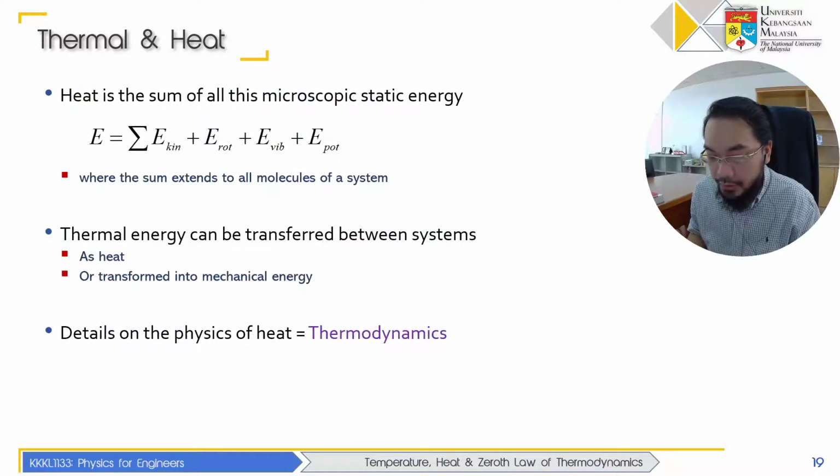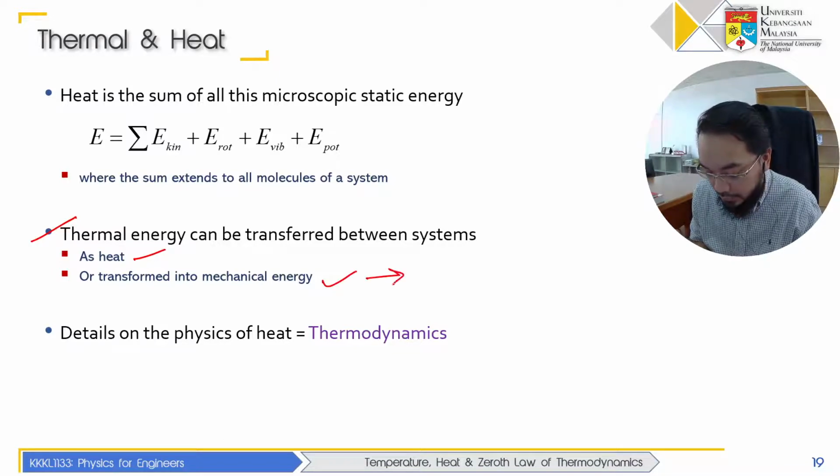So when you say heat is being transferred, the transferred heat energy is the sum of all of this microscopic static energy. When you take into account the kinetic energy of the molecules and atoms, the way it rotates, the way it vibrates, everything is combined into a single thermal energy. And it can be transferred between systems. So thermal energy can be transferred between two systems as heat, or it can be transformed into mechanical energy, whereby it is extracted as mechanical work.